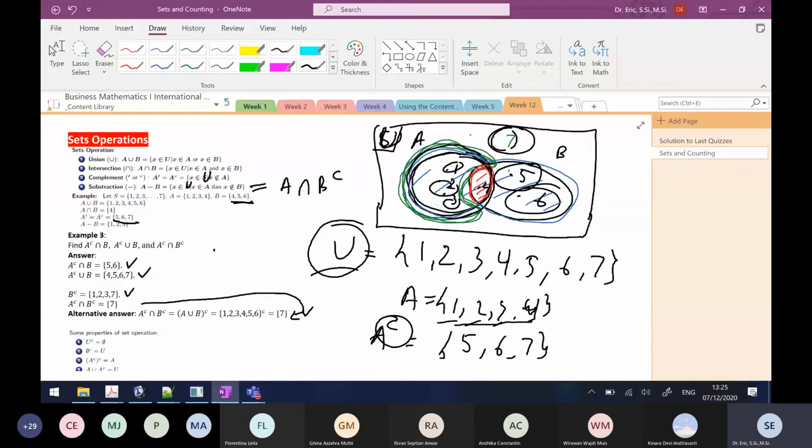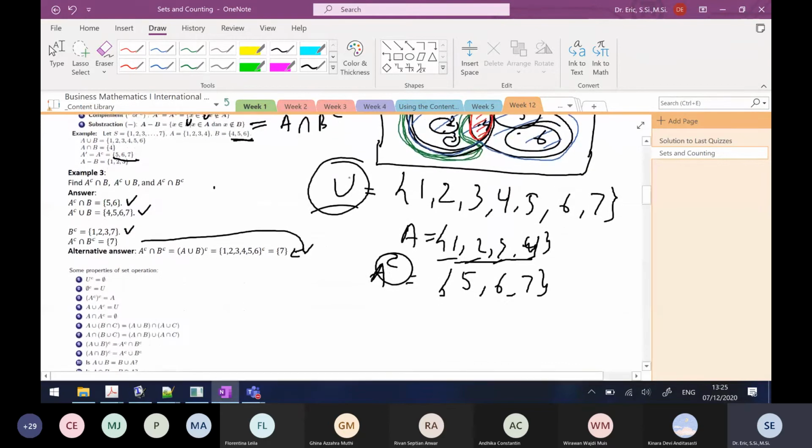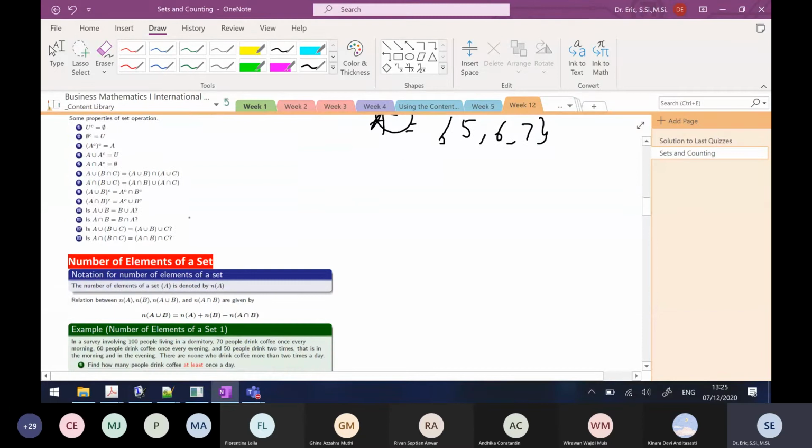What is the universal set? The set that we are talking about. What are we talking about? So you have to consider first, what is the universal set? So we cannot talk about A complement when we don't know what the universal set is. Okay? And then this is the number of elements.